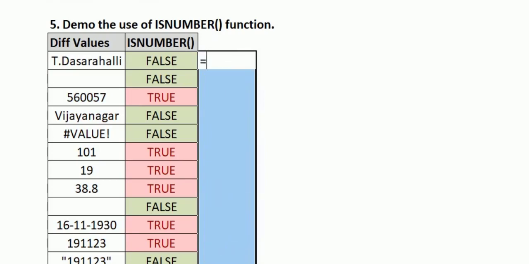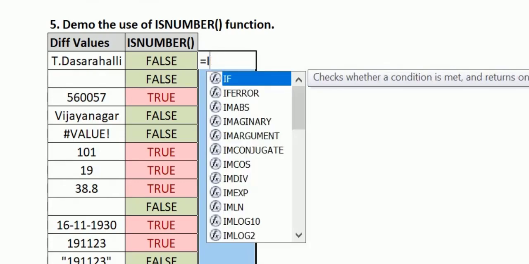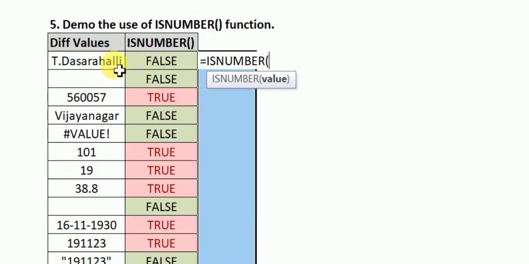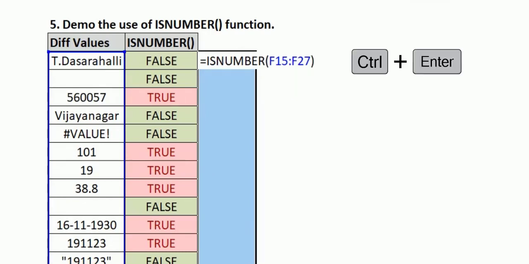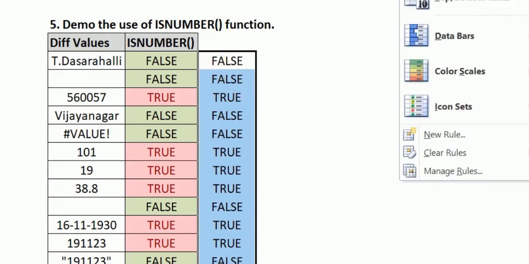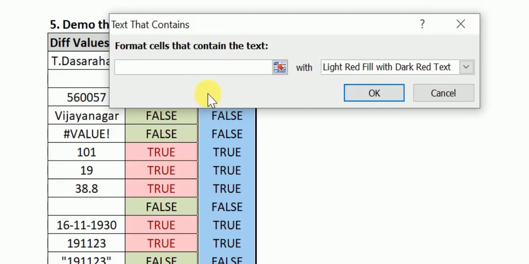Equals ISNUMBER, tab space, select the column for which the formula has to be applied and click control enter. See? Okay. For enhancing the values, we can apply conditional formatting, and for this, we will see what happens.